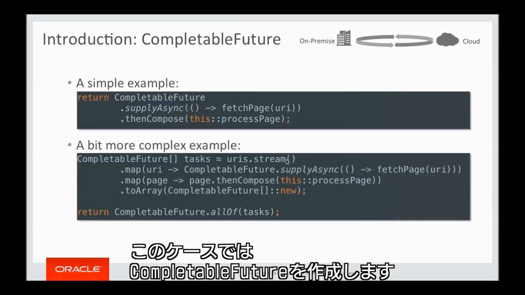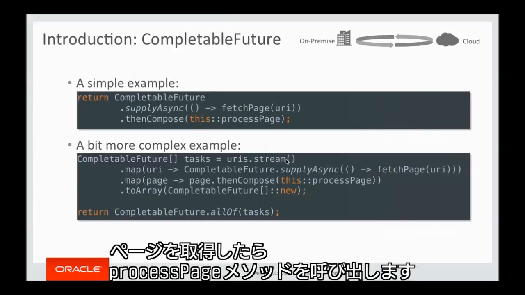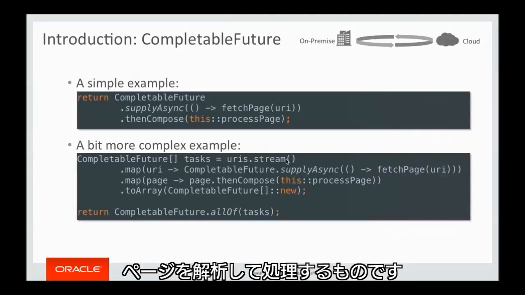So in this case, we are creating a CompletableFuture that starts by fetching a page from a specific URI, and then once the page is retrieved, it calls the processPage method that does parsing and processing of the page.